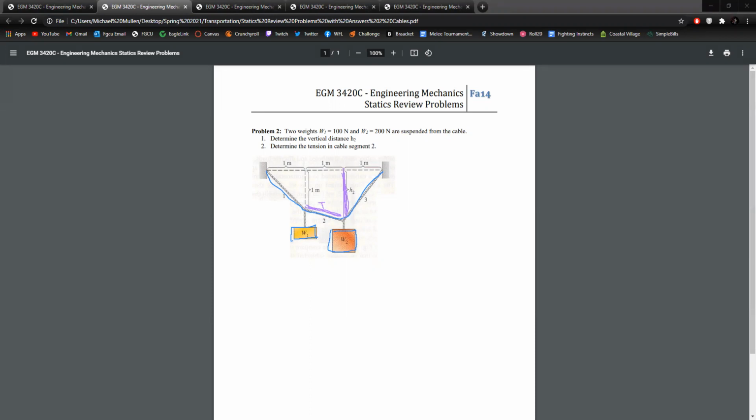So per usual, the first thing we're going to need to do is find our reactions. So if we want to go ahead and label this A, B, C, and D. We know that this is a cable fixed to a wall, so we're going to have an AY and an AX. Same thing on this side, we're going to have a DY and a DX.